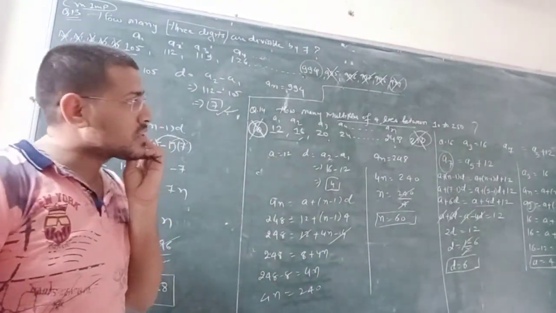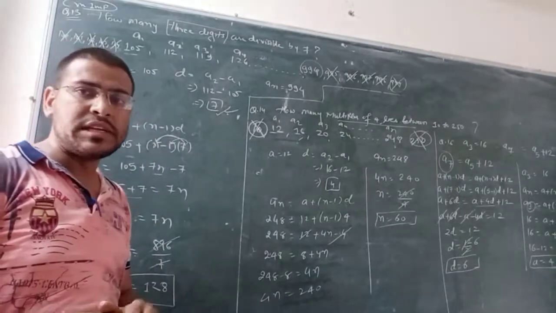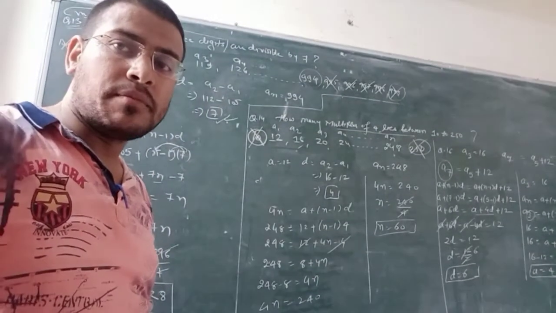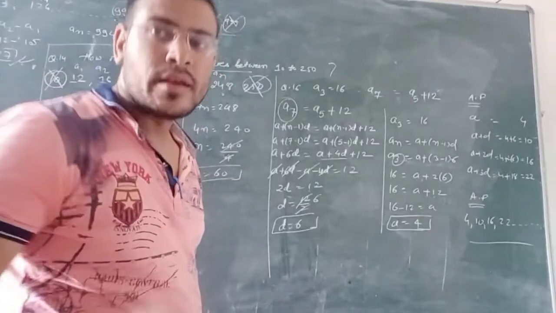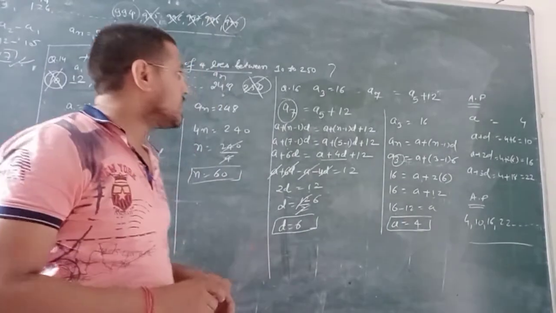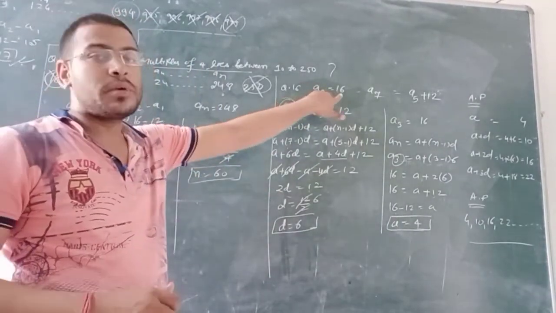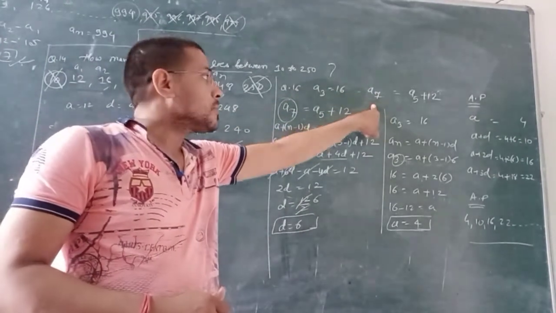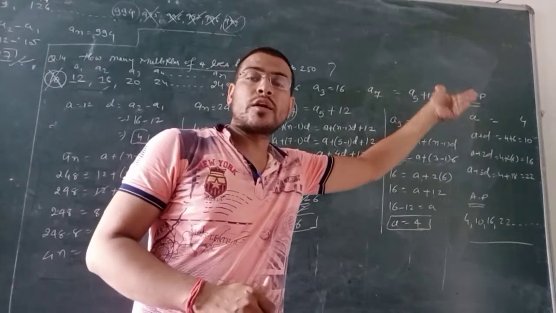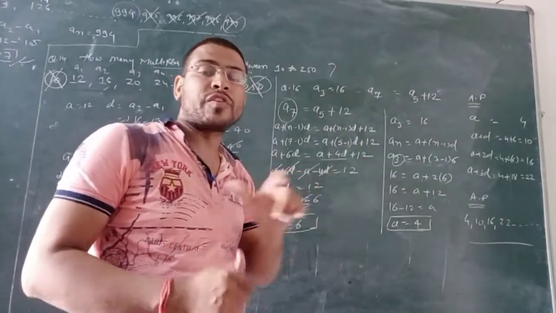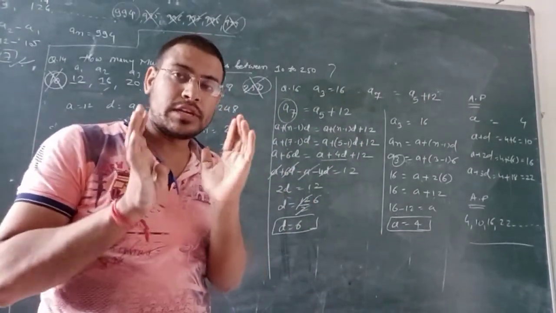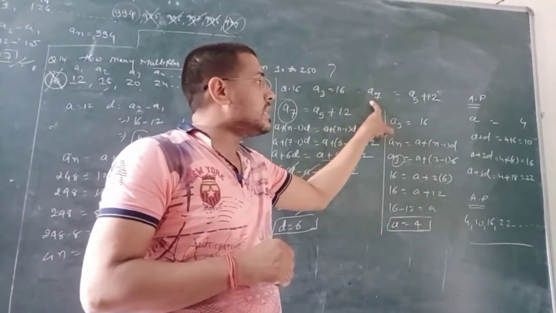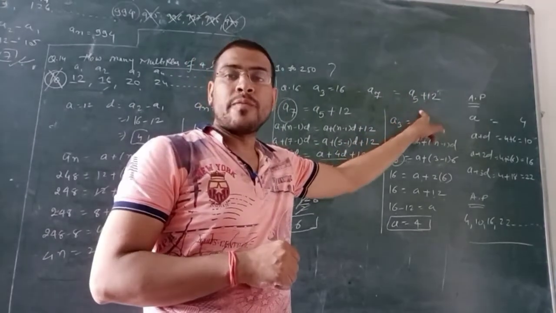The last question is question number 16. That is quite different, but when you are going to see it the very first time, in question number 16 you will see what is given: that the third term is 16 and the seventh term exceeds the fifth term by 12. Read this sentence very clearly. Your seventh term exceeds its fifth term by 12.